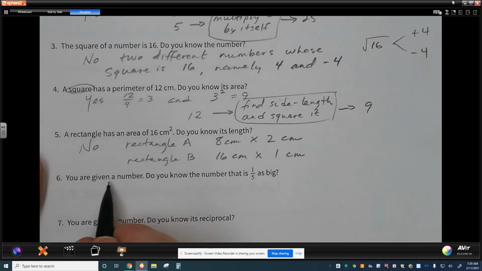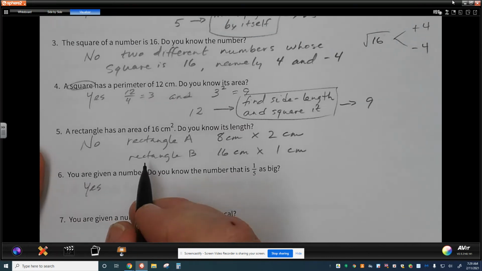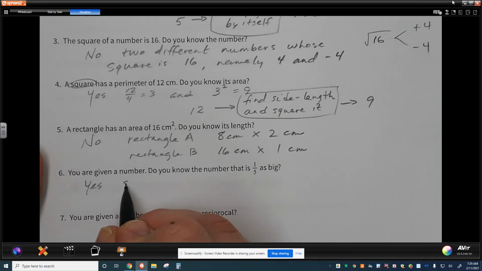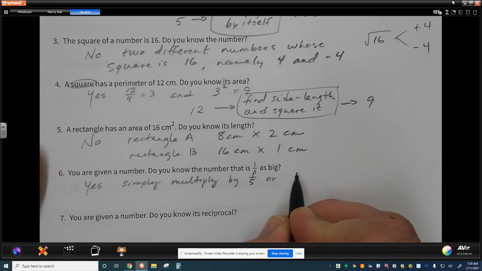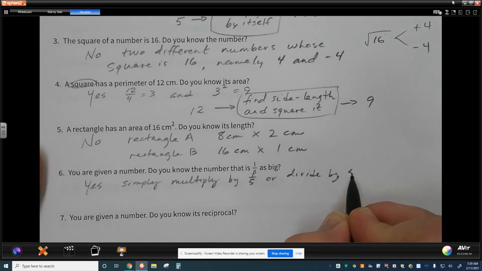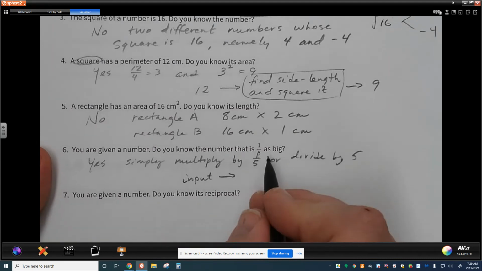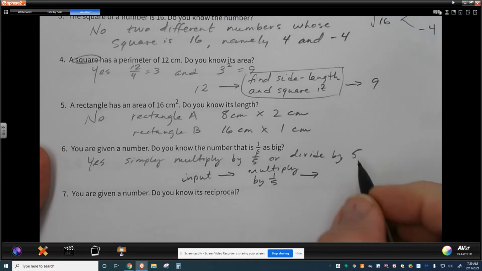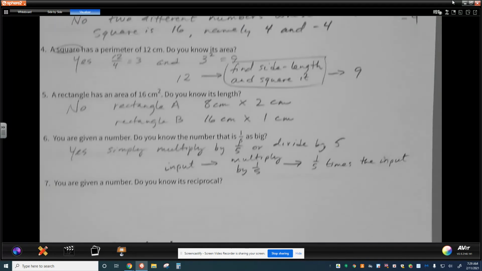Number 6, you're given a number. Do you know the number that is 1/5 as big? Of course we do. Every single number that we put out there we can multiply it by 1/5 and find its 1/5 of its value. So when we talk about this, we can simply multiply by 1/5 or divide by 5 to find the number. And so it looks something like this. We take our input, whatever our number is, we put it into our machine, multiply by 1/5, and then our output is going to be 1/5 of the input. There we go.